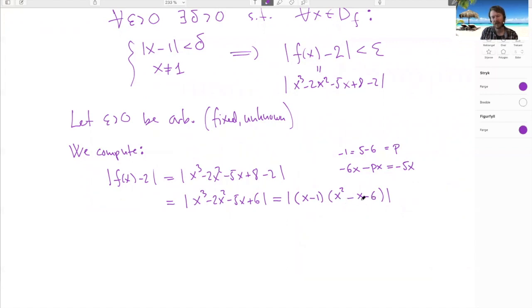But as x gets close to 1, this thing here is more or less 1 minus x, it's more or less minus 6. So it won't. And then you can ask, how big does it get?